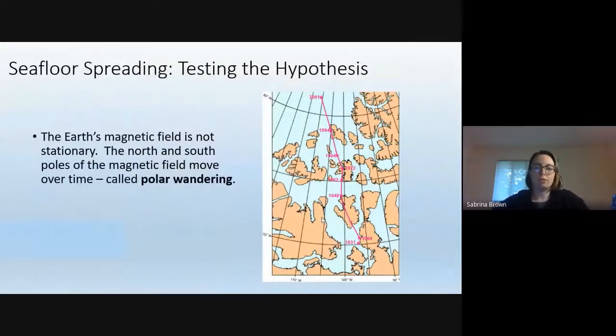So one thing that we need to know before we think about how we can test the age of the seafloor is that Earth's magnetic field is not stationary, and the north and south poles move over time, and we call that polar wandering. So if you've ever used a compass and you had to set the declination, that's because the geographic North Pole, where Santa Claus lives, and the magnetic North Pole are slightly different. And so the declination is the difference between geographic north and magnetic north. And our magnetic North Pole moves around. It has to do with the convection of the inside of the Earth.